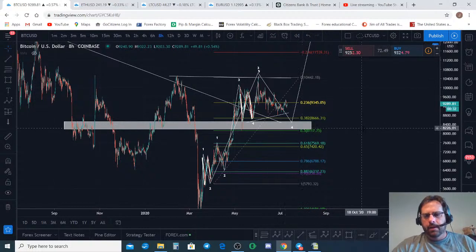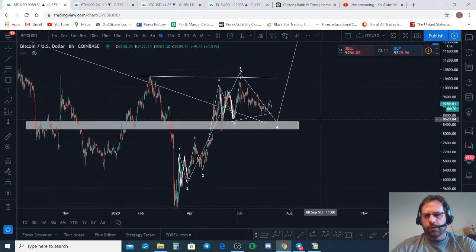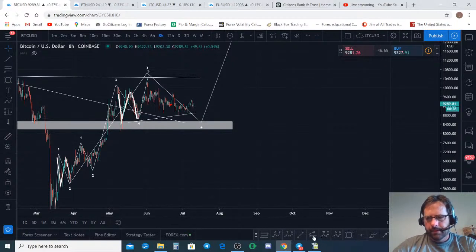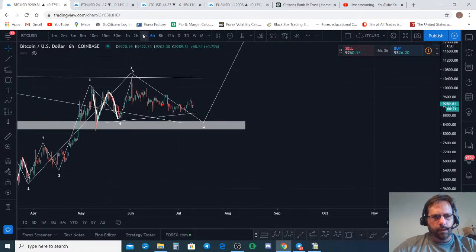It's going to be when I put the fibs on the move from the top. Let me see if I can do that for you now. I'm going to zoom in just a little bit here. Let's go to the 4-hour.